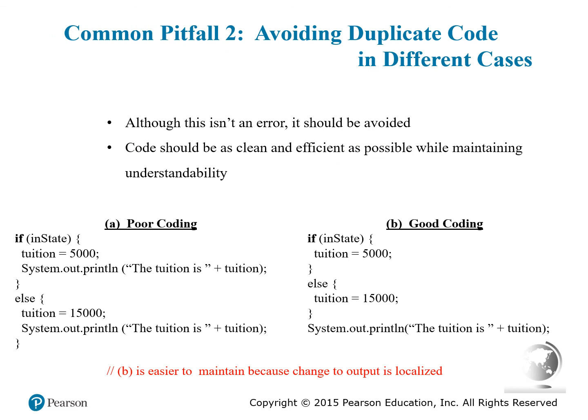Another pitfall is that of duplicate or redundant code. When we see the exact code in multiple locations in our program, it warrants further inspection to determine if the code can be factored and placed in a single location. In this example, we see that the print line statement is duplicated in both the if and else blocks. It's not an error, but it's poor coding. It is much better to replace the code in example A with that in example B, which has only a single print line statement that is executed after the completion of the if-else statement.